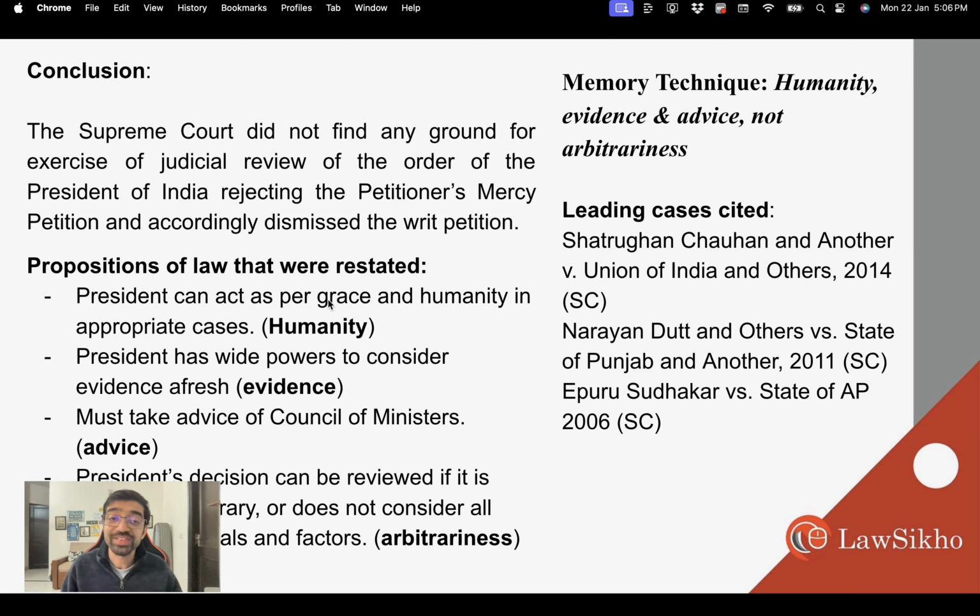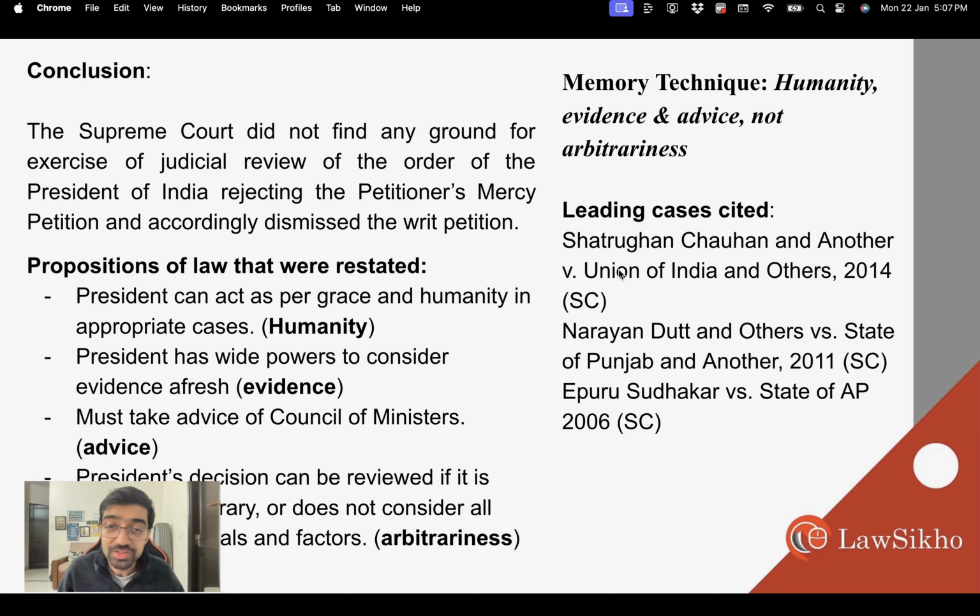Propositions of law that were restated. Existing propositions of law: President can act as per grace and humanity in appropriate cases. President has wide powers to consider fresh evidence. Must take advice of Council of Ministers. President's decision can be reviewed if it is malafide, arbitrary, or does not consider all relevant materials and factors. And then I have a memory technique to remember this also, but we'll get into that later. And then I create a list of leading cases that were cited.